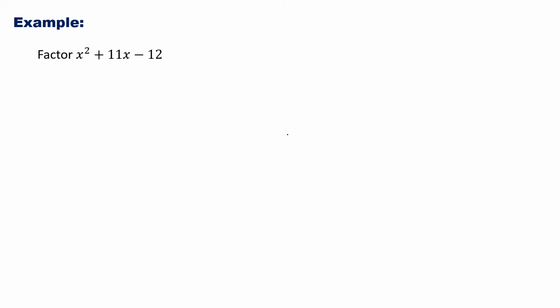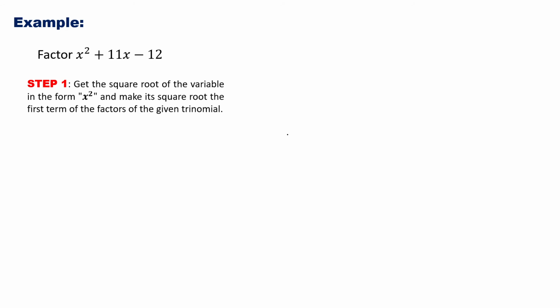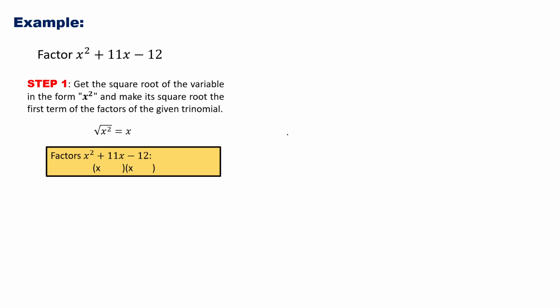Now, let's have a second example. We have x squared plus 11x minus 12. So, yan yung ating kailangang i-factor. So, the first term is yung ating x squared. And getting its square root, we have x. So, yan yung first term natin sa dalawang factors ng ating given trinomial. Next, our constant is negative 12.